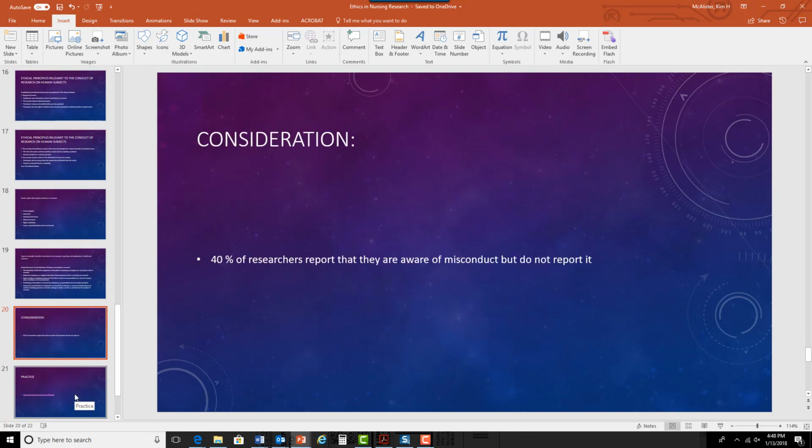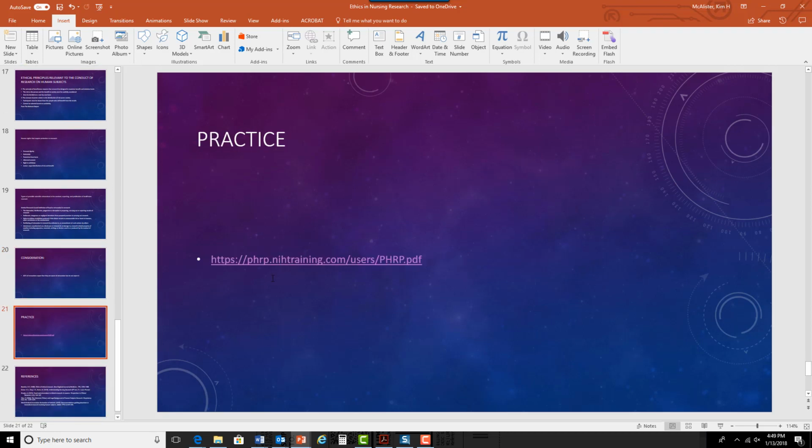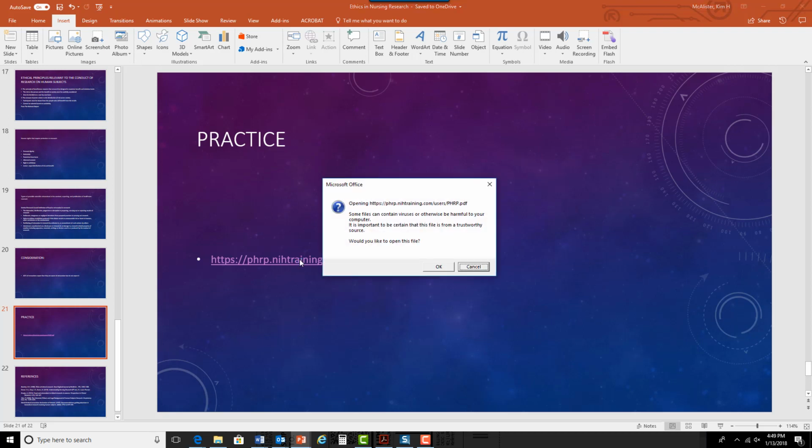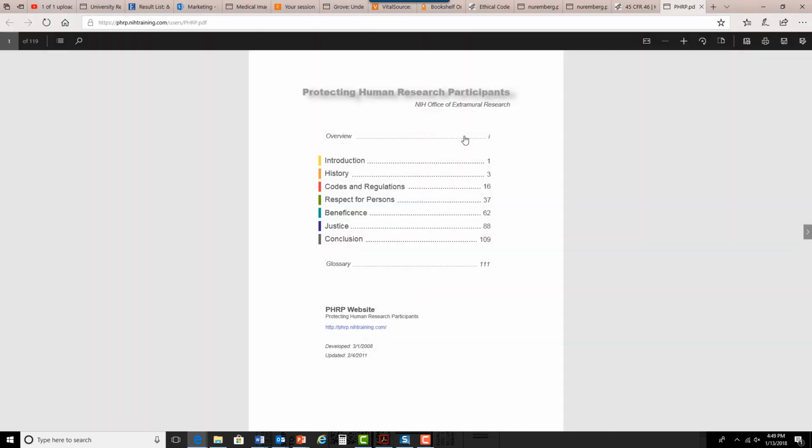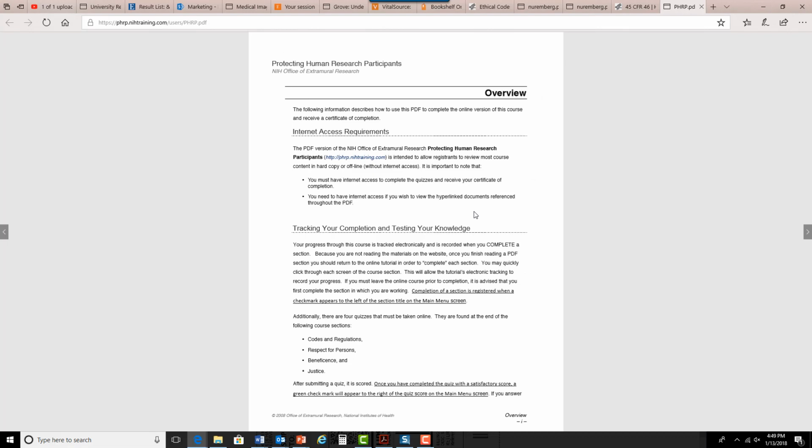The scary thing is that 40% of researchers report that they have seen misconduct or they know about it, but they don't report it. Be sure if you see something like that, if you begin to participate more in research, always be aware of that, looking for that, and be sure to report that because someone's life may depend on that.